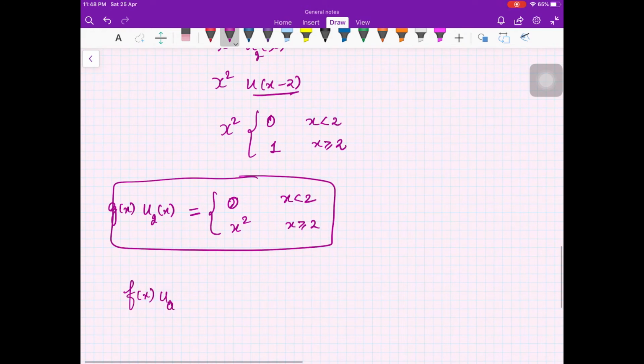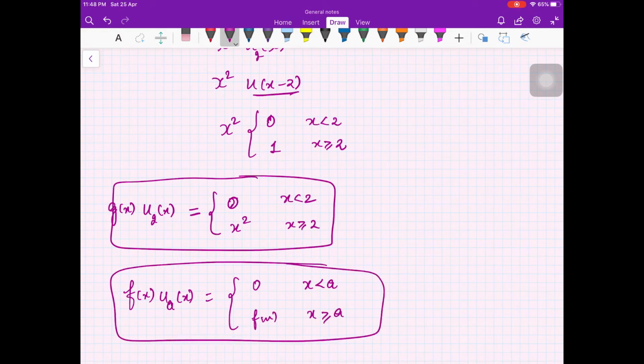So basically, for any function f(x), if you multiply it with u_a(x), you will get it as 0 for x less than a, and it will be f(x) for x greater than or equal to a. So this is important to note.